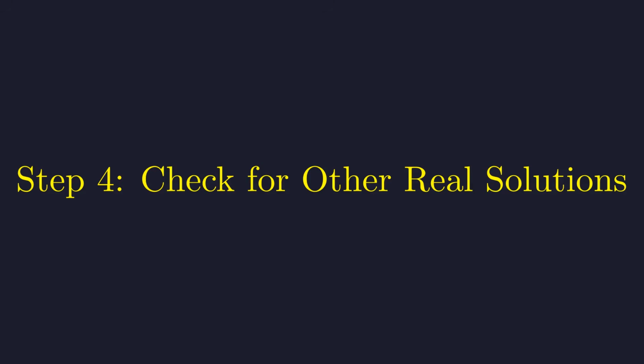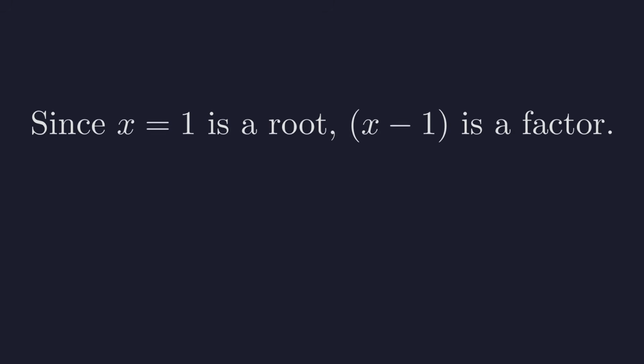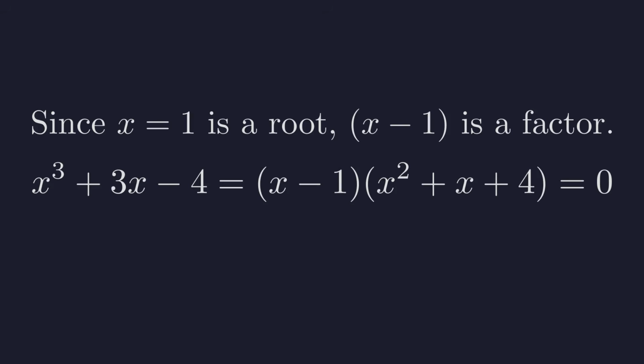But are there any other real solutions? We need to be sure. By the factor theorem, since x equals 1 is a root, we know that the quantity x minus 1 must be a factor of the polynomial. Through polynomial division, we can factor our cubic into x minus 1 times the quadratic x squared plus x plus 4. To see if this quadratic part has any real roots, we can examine its discriminant.